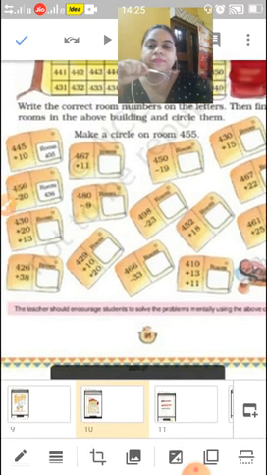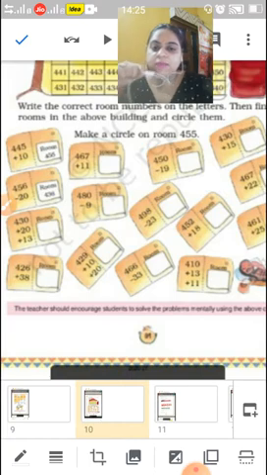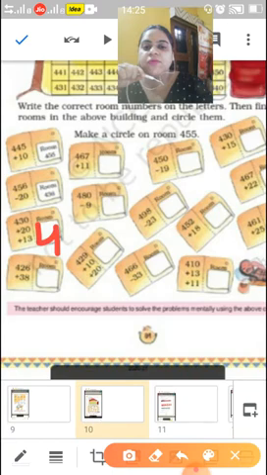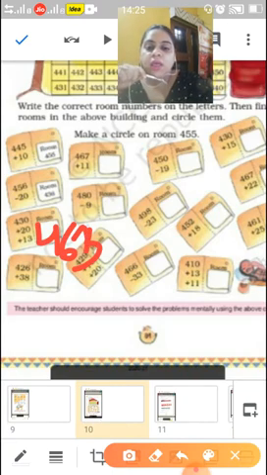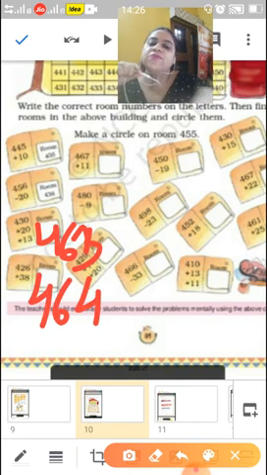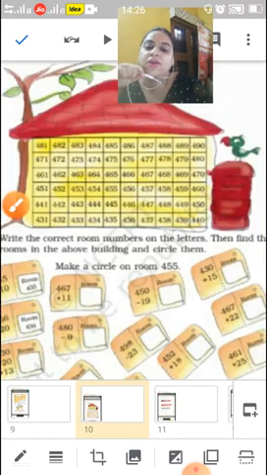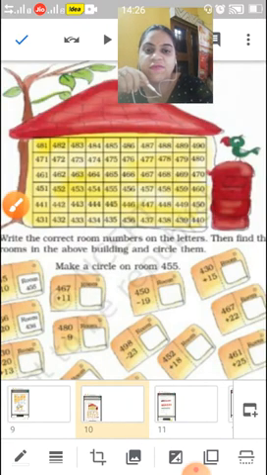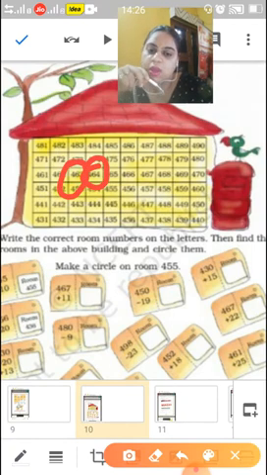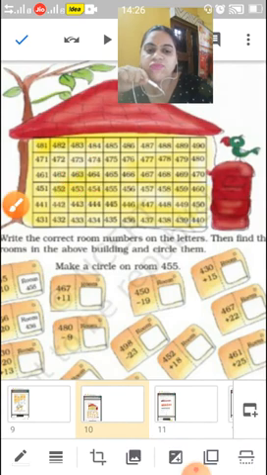430 plus 20 plus 13. What will come, children, here? 463. Okay. And here 426 plus 38, that will be 464. Now we will circle 463 and 464. Okay children. Now come to next.